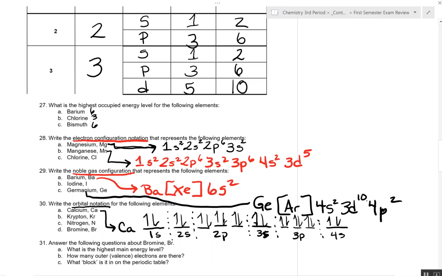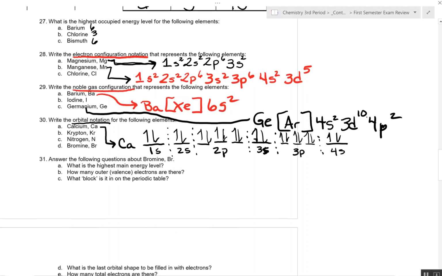All right. Now, let's keep going. Bromine, highest energy level. 4. How many outer valence electrons are there? It needs 8. Where's bromine? So it has 7 because it's 1 away from the noble gases. What block is it on the periodic table? I just went through the blocks. The P block.